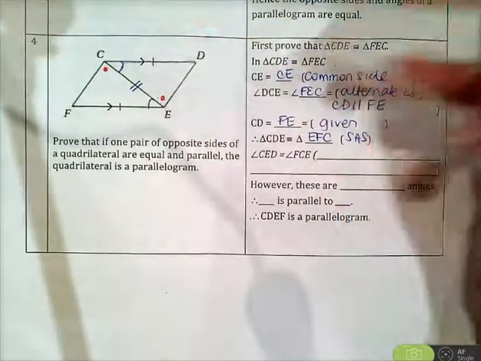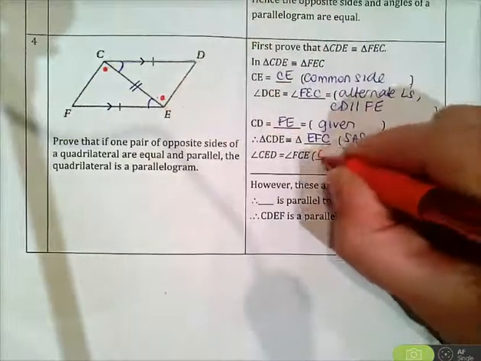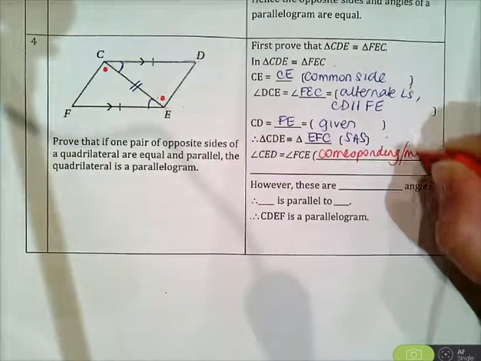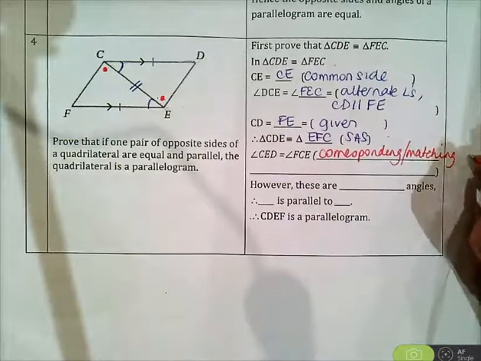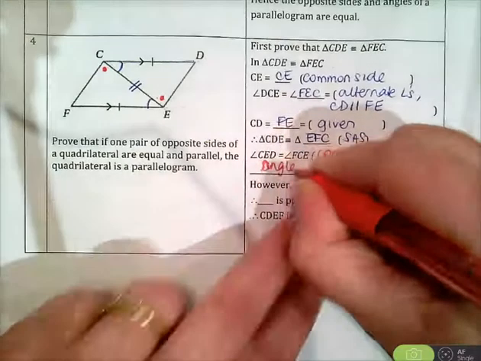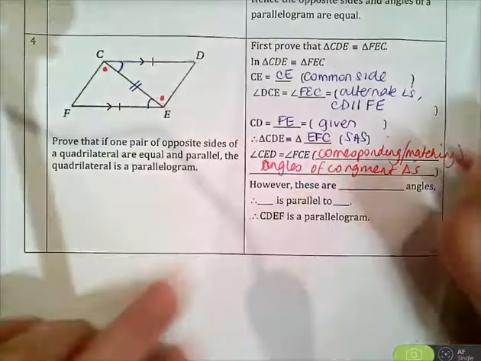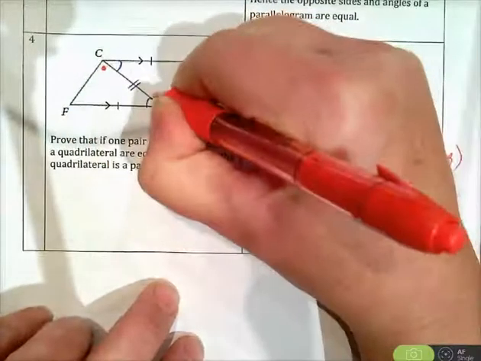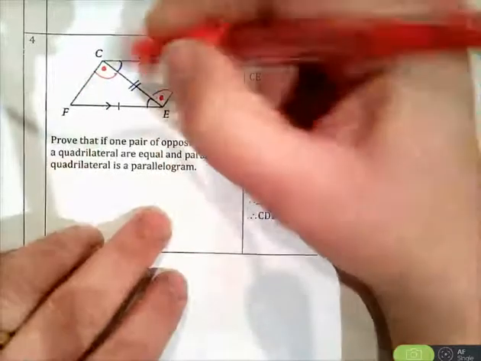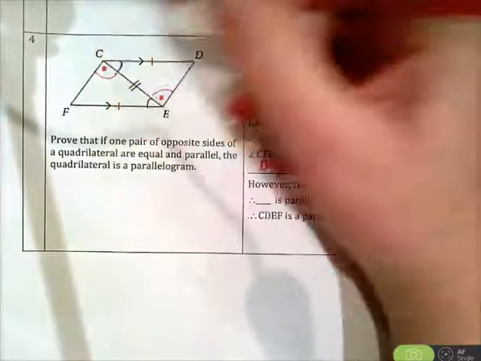So I can say, well, angle CED is equal to angle FCE. And the reason is that they are corresponding. When I say corresponding, I mean matching, not corresponding angles. So they are corresponding or matching angles of congruent triangles. I know they're matching, and we know that they're equal because the two triangles are congruent. So therefore the size of this angle is the same as the size of that angle.